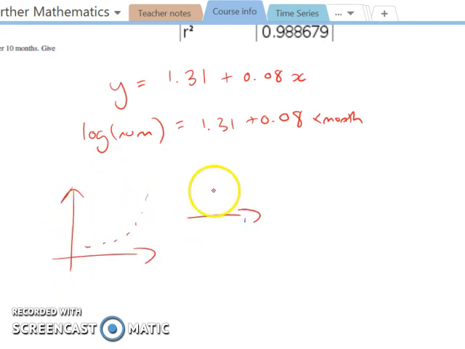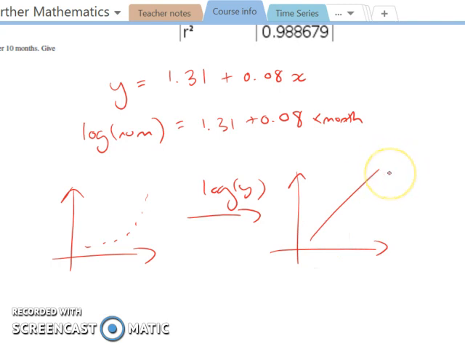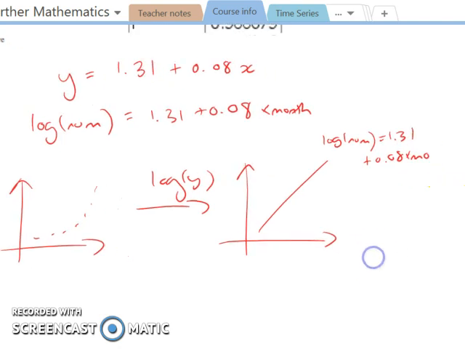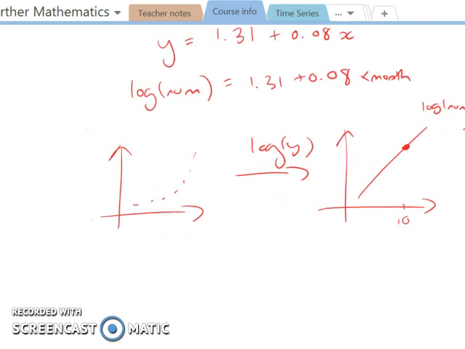That's the original. We did a log transformation of the y, then we got things to be more linear. Then we have this equation here. This equation is log number equals 1.31 plus 0.08 times month. So if I sub in 10, I'm going to find the predicted value for that graph, but what I actually want is the actual number. So I actually need to find number, not the log number.